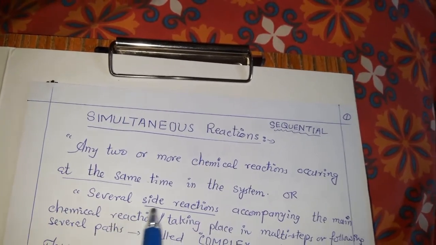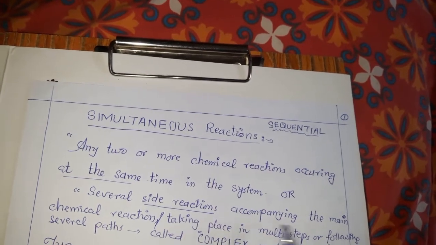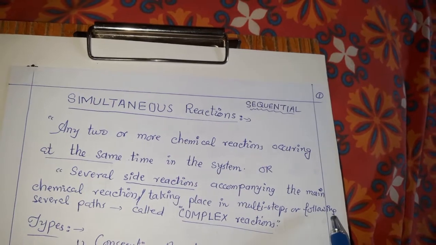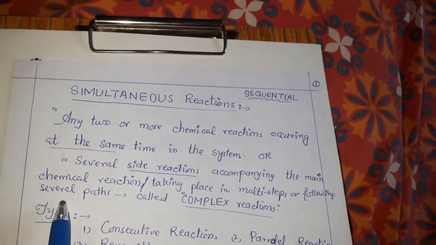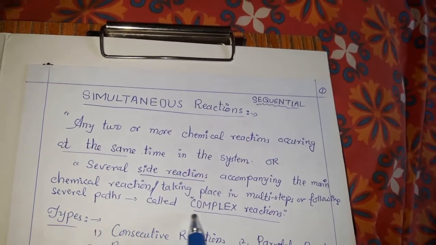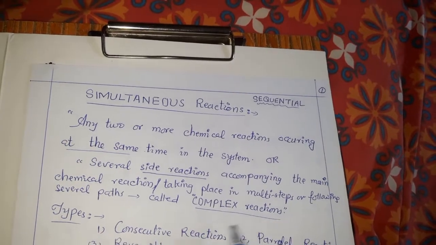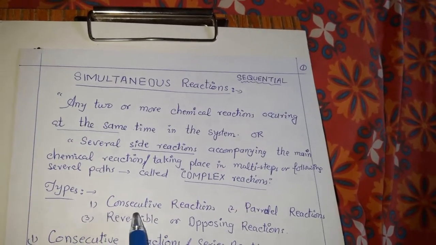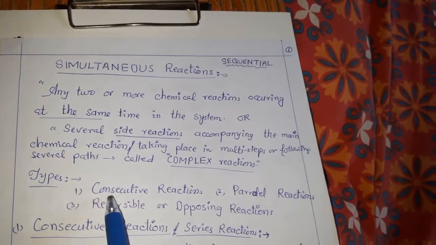reactions in which several side reactions accompanying the main chemical reaction are taking place in multiple steps, or these kinds of reactions are following several paths. They are also known as complex reactions. So here we have to discuss three main kinds of complex reactions.